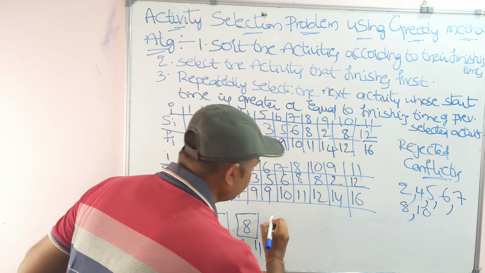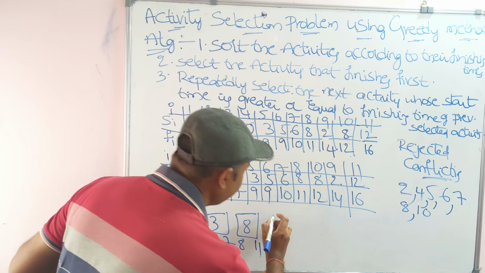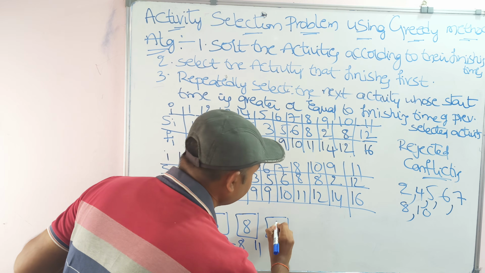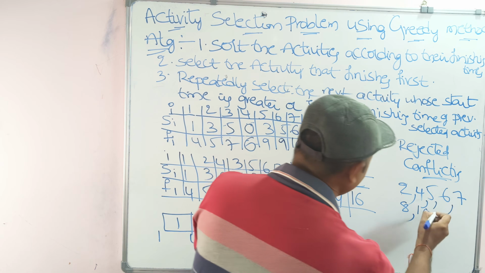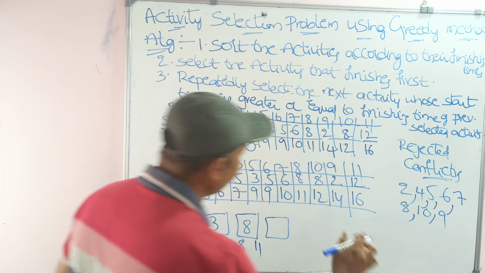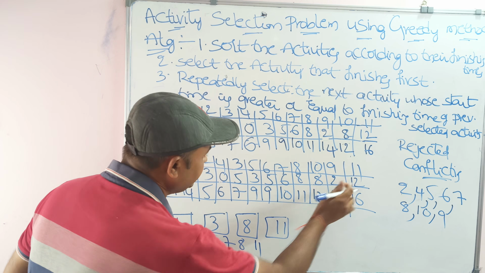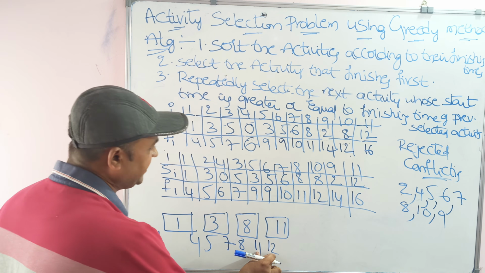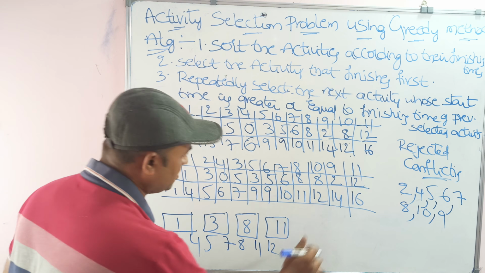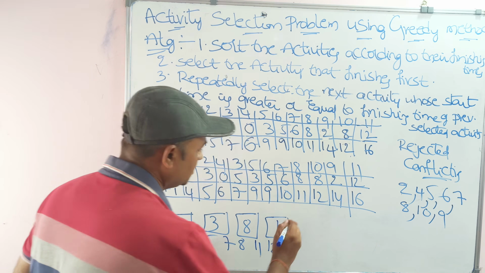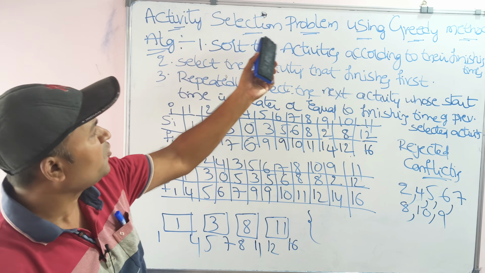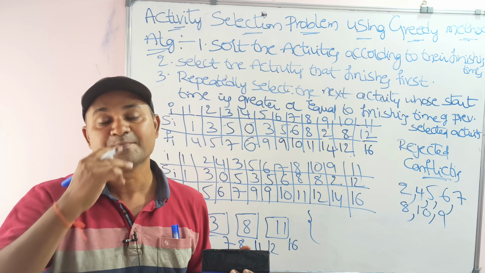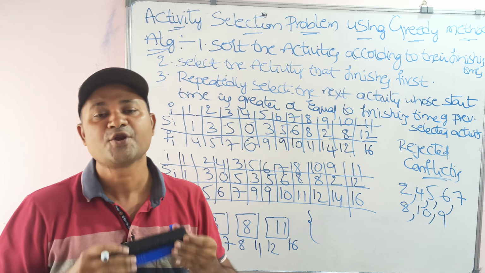Next 11th activity, starting time is 12. 12 is greater than 11. So here 10th, 9th rejected activities, conflicting activities. So 11th activity, starting time is 12. So it is leisure. The resource is leisure, free during this 11 to 12 slot. So 12 to 16.